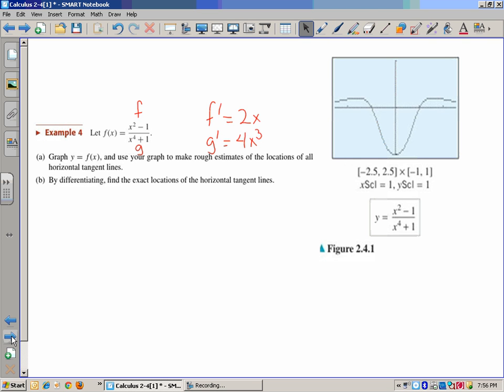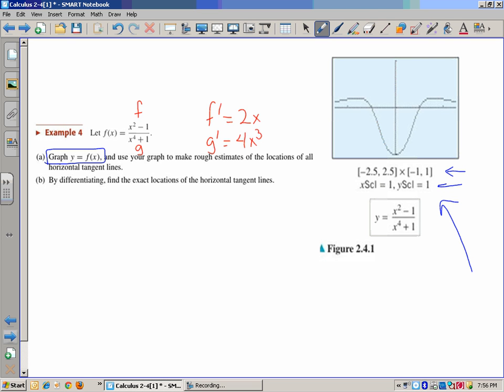So now I want to look at what I'm asked to do. It says graph y equals f of x, and use your graph to make some rough estimates of the locations of all horizontal tangent lines. Okay, so we're going to put a couple of sections together here. First off, graphing this, I would be thrilled if you could do that without your calculators. However, this is homework, this is practice, and you can see here, there's a picture of what that graph is going to look like, okay? So you're all right if you just use your calculator. You should have something that looks like this.